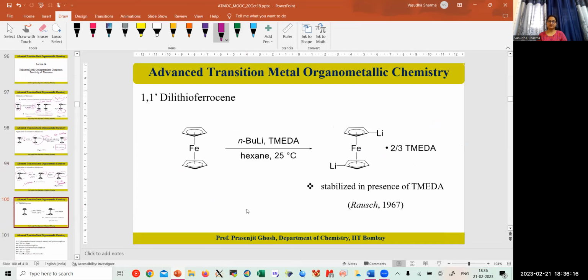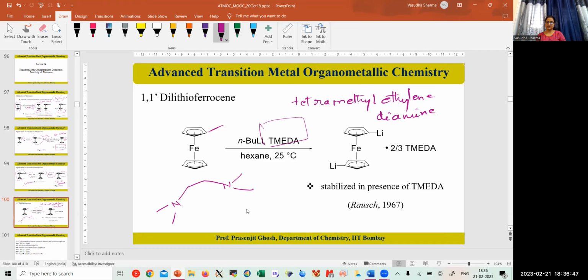Moving on, we have another reaction where we need to have a lithium on this position, which happens by using TMEDA, which is tetramethylethylenediamine, and the structure of this is, so these are the methyl groups. So 1, 2, 3, 4 tetramethyl. This is 1, 2 ethylene diamine.